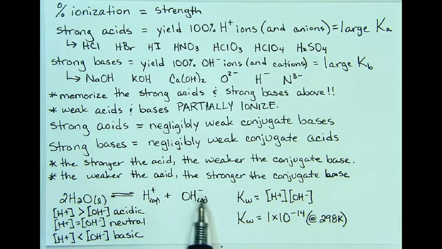The autoionization of water yields hydrogen and hydroxide, and when you take that equilibrium expression, it should be equal to 1 times 10 to the negative 14 if you're at 298 Kelvin. Comparing hydrogen to hydroxide, it's acidic when you have more hydrogen than hydroxide, it's neutral when they're equal, and it's basic if you have less hydrogen than hydroxide.